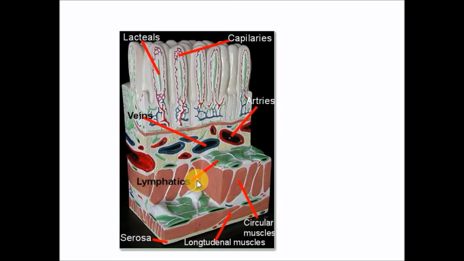In this model, you can also see some white structures that are called the myenteric plexus, which is the nerve control of the intestine.